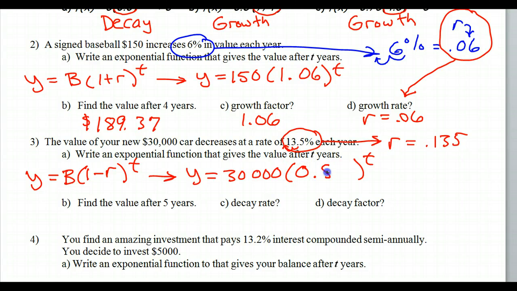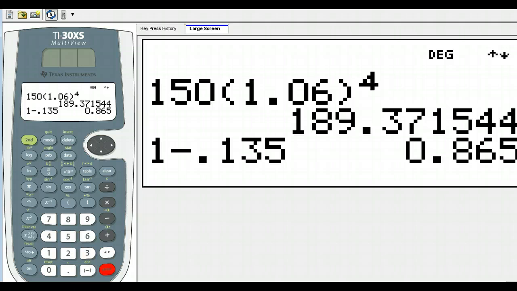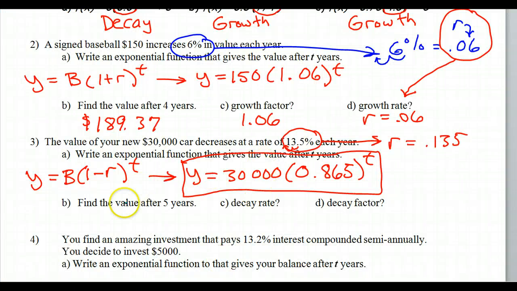And that's what we'll put in here, 0.865. So that is our model. I should put a box around that. So again, now what is the decay rate? The decay rate is this decimal. What's the decay factor? The decay factor is this base here in the parentheses. 0.865 is the decay factor.